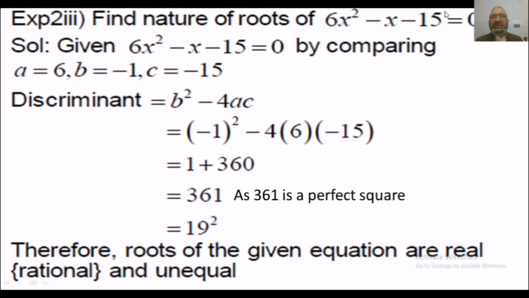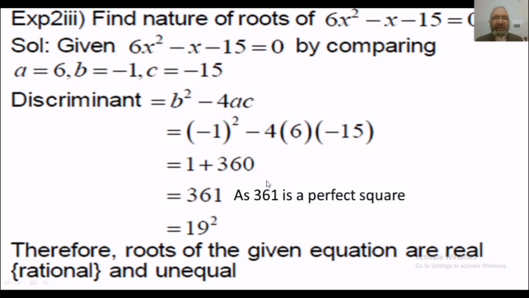Next, the same example 2 part 3. Find the nature of the roots of this quadratic equation. Comparing this with the standard form, we get the value of a 6, b minus 1 and c minus 15. Discriminant b square minus 4ac, putting the values of a, b, c in the discriminant, we get minus 1 square, 1, and minus 4ac. To minus 15, minus 4 becomes positive, that is plus 360. 1 plus 360 is 361. But 361 is a perfect square because 19 square is equal to 361.